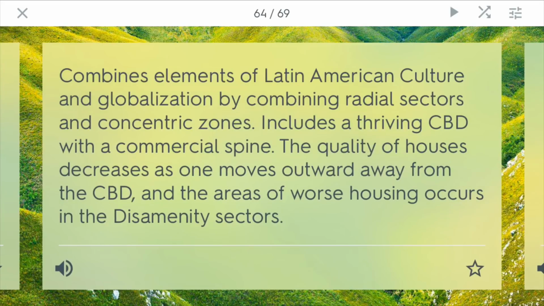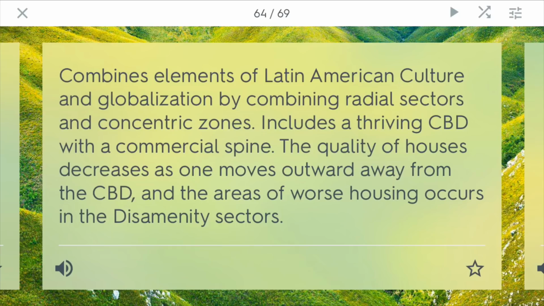Latin American cities model. This is a combination of Latin American culture and globalization. It combines the sector model with concentric zones. It includes a thriving central business district with a commercial spine. There's sort of like this weird alleyway in this model that houses all the commercial areas of a certain city.